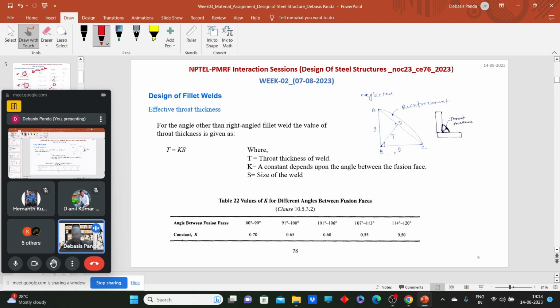So the throat thickness, from where can you get the throat thickness? In the last class we discussed this thing. From Table 22 we will get the value of K. So effective throat thickness t is equal to K into S, and this K value depends upon the angle between the fusion faces. So if the angle between the fusion faces is 60 to 90 degrees, then we have 0.7, and similarly we have the coefficient values with respect to the fusion angle.